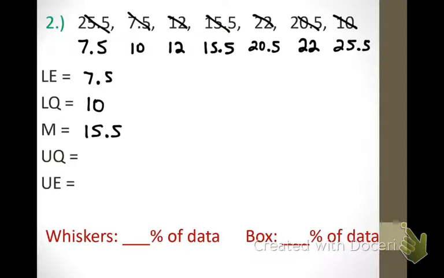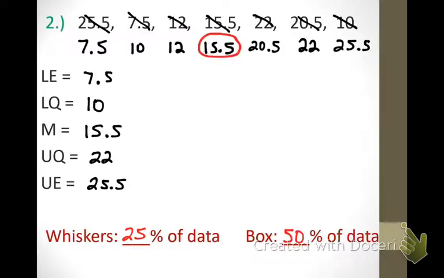What's the upper quartile? 22, and the upper extreme? 25.5. Okay, let's talk about this information down here at the bottom. The whiskers. How much is each whisker worth of the data? 25%. And how about that box? 50. The box is holding 50% of my data.